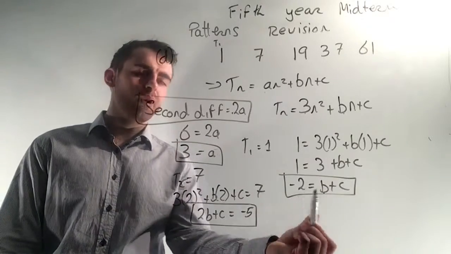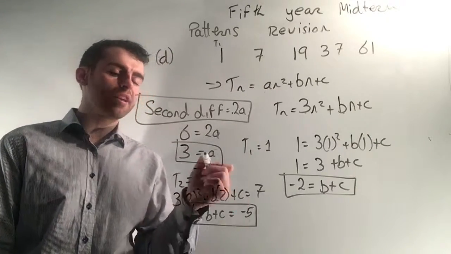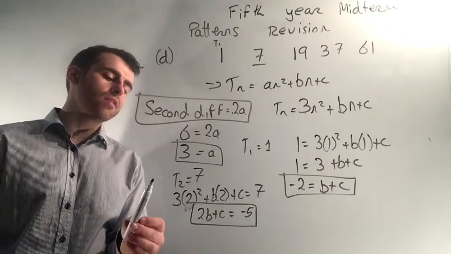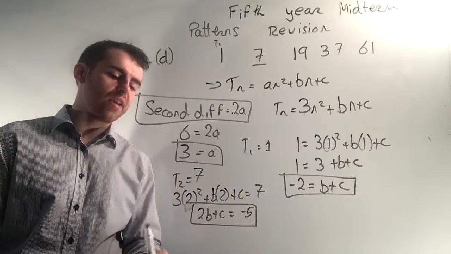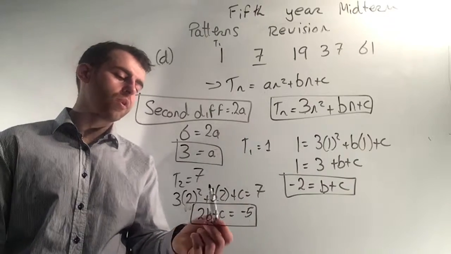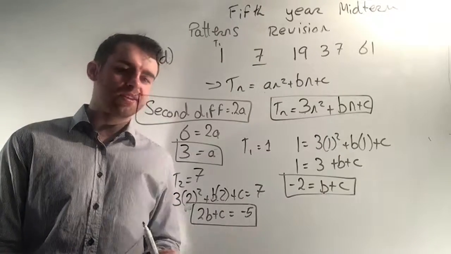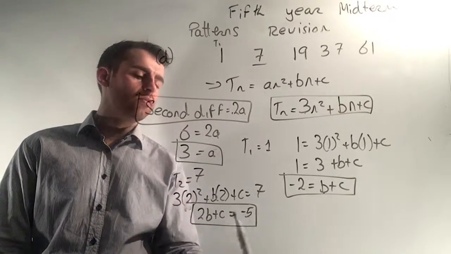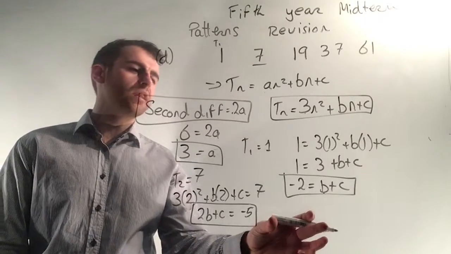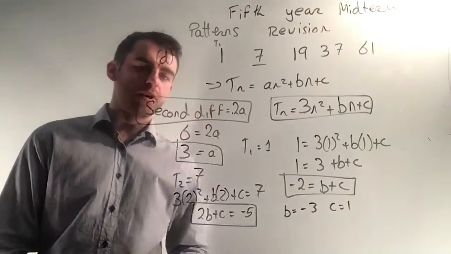That's my first equation, but it's impossible to solve if you have two unknowns in one equation. So now I need to move on and get another equation. And to do that, I use the fact that the second term was equal to 7. That means that if I sub in n equals 2, the whole thing will be equal to 7. And again, notice I'm subbing into this general formula. So I get 3 times 2 squared plus b times 2 plus c is equal to 7. If I simplify that down, I get 2b plus c is equal to minus 5. All of a sudden now I've got two very easy equations, two unknowns, so I can do a simultaneous equation. If you solve it, your values work out as b is equal to minus 3 and c is equal to 1.